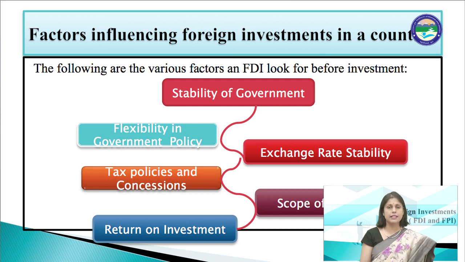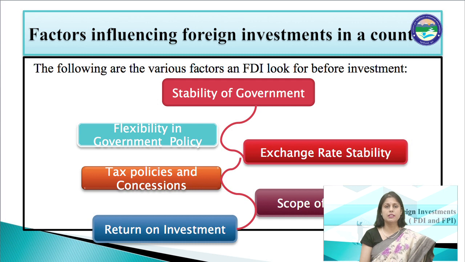Next, tax policies and concessions. Government should adopt uniform tax policies as per the international norms. A heavy tax, excise duty or sales tax or custom duty will prevent foreign direct investment. A moderate tax policy should continue so that the FDI will feel comfortable. Scope of the market. FDIs must be in a position to exploit the market and expand both in the domestic as well as the foreign market. This will reduce their cost of production and will give them ample scope for diversification.